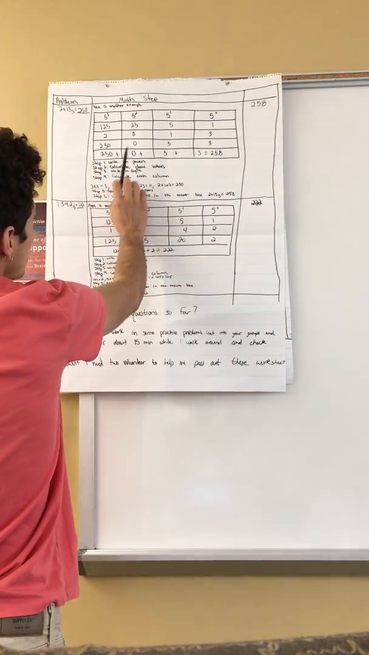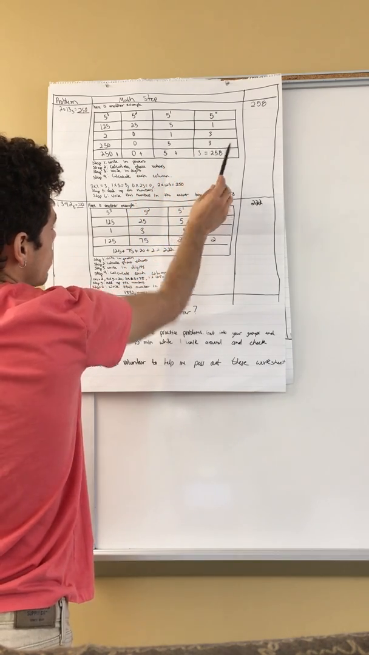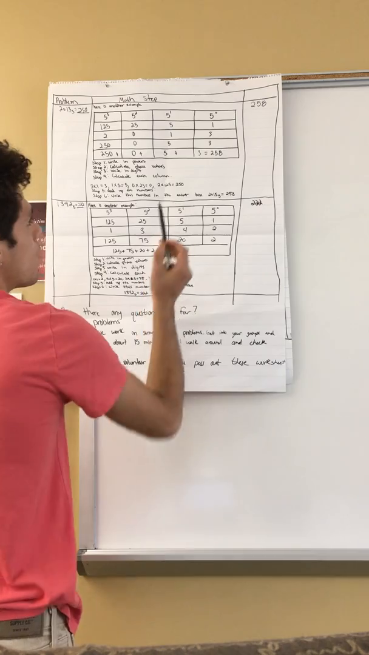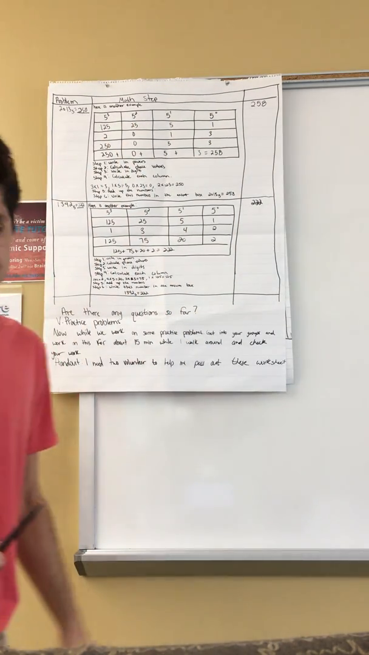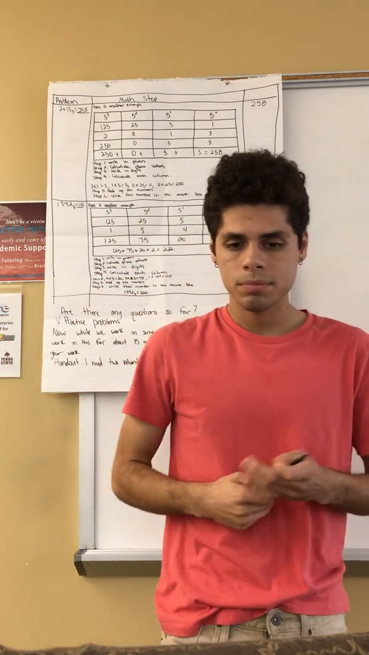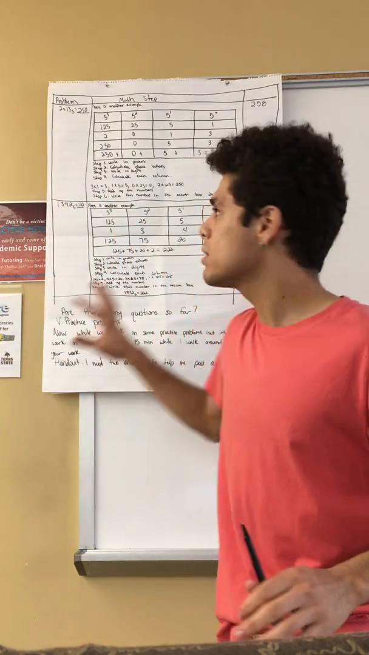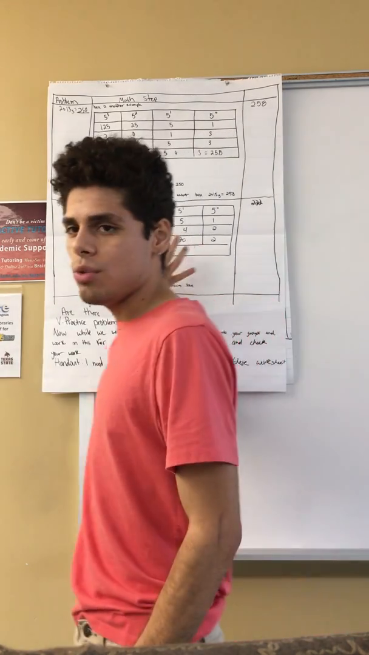So 250 plus 0 plus 5 plus 3 equals 258. So that is our solution. Write it in the answer box. Don't forget to do that. Here's another example. Remember, we're using all the same steps for all these problems. There's nothing new being introduced. If you know this, you have it down.